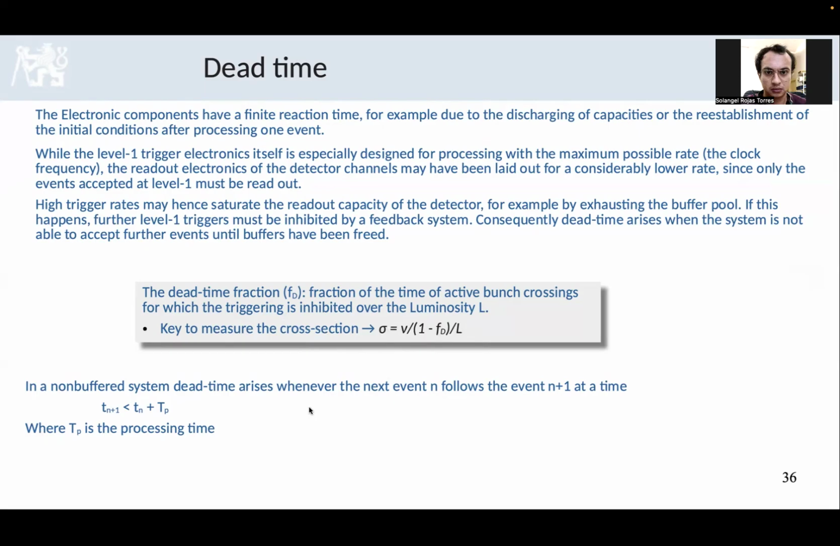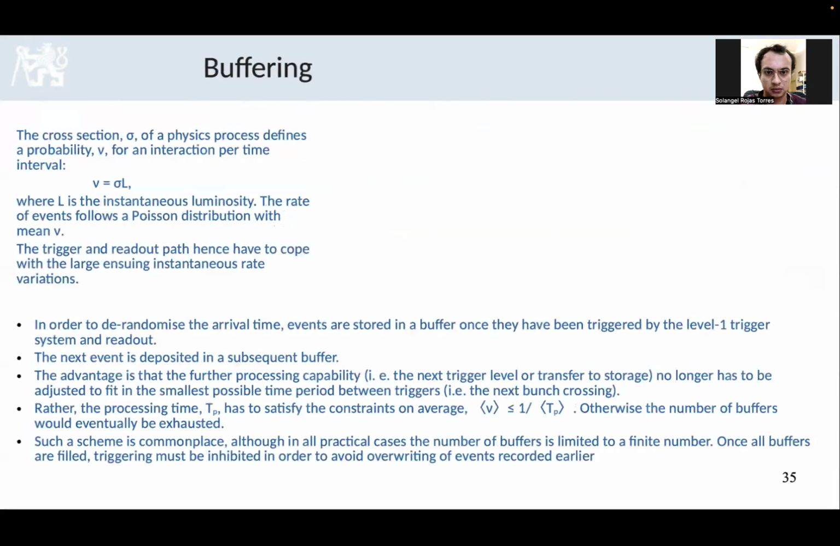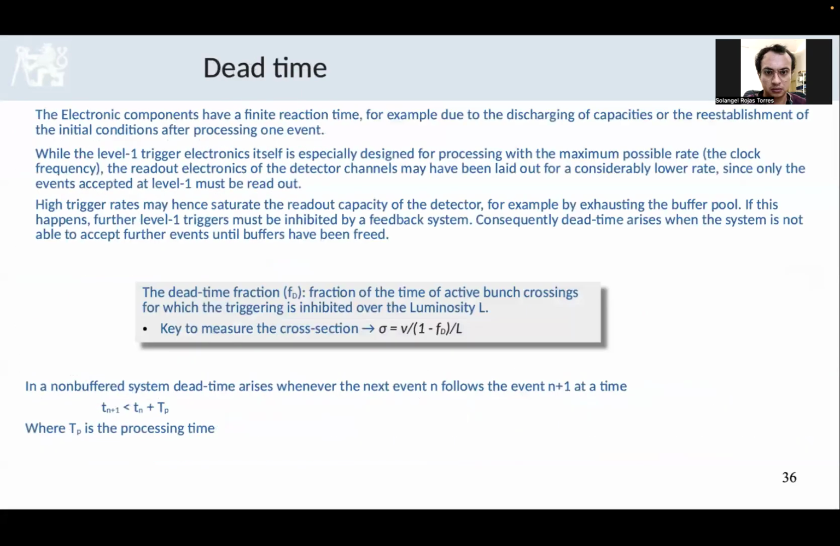I think that you had it correctly there, because this might be the luminosity, but FD is a fraction of time when the triggering is inhibited over the whole period of time, not luminosity. It's a fraction. It cannot have a unit, so it's supposed to be time over time. No, because the frequency is cross section times luminosity. Yes, so if you go back.